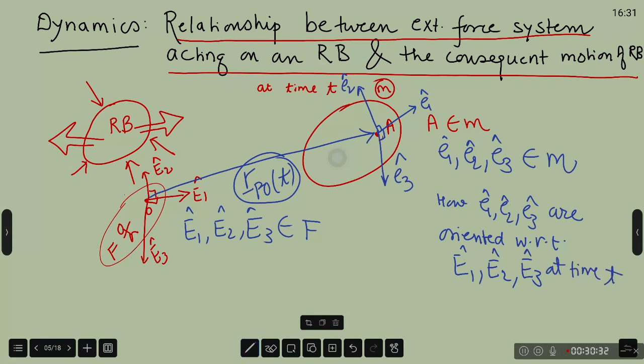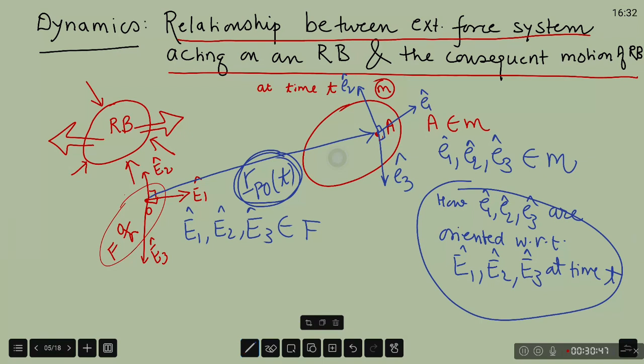If you know this and you know this, think about it, you know exactly, you have the complete description of the RB motion. You know where one of its points is lying and how the small e1, e2, e3 are oriented with respect to big e1, e2, e3. That will be enough to completely describe the motion of this RB.